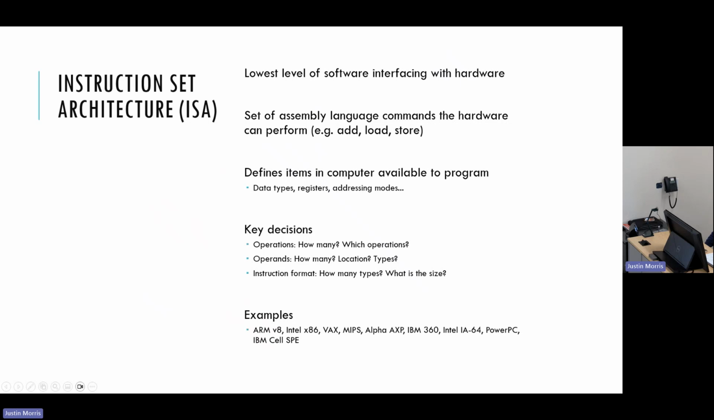So there are a lot of key decisions when you're making the ISA. How many operations should you have? Which operations should you do? How complex should these operations be?